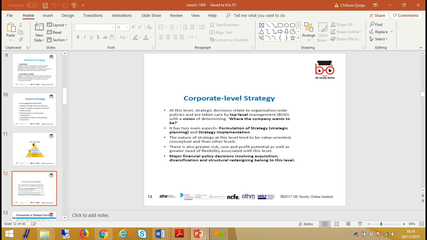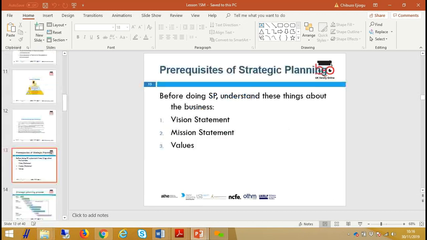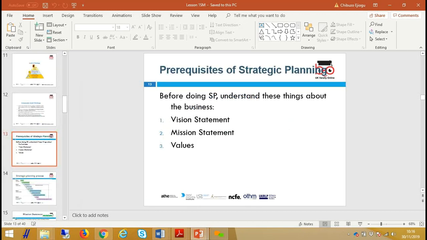So we've discussed corporate level strategy. We've said that's the decision about what business to do and what business to shut down.